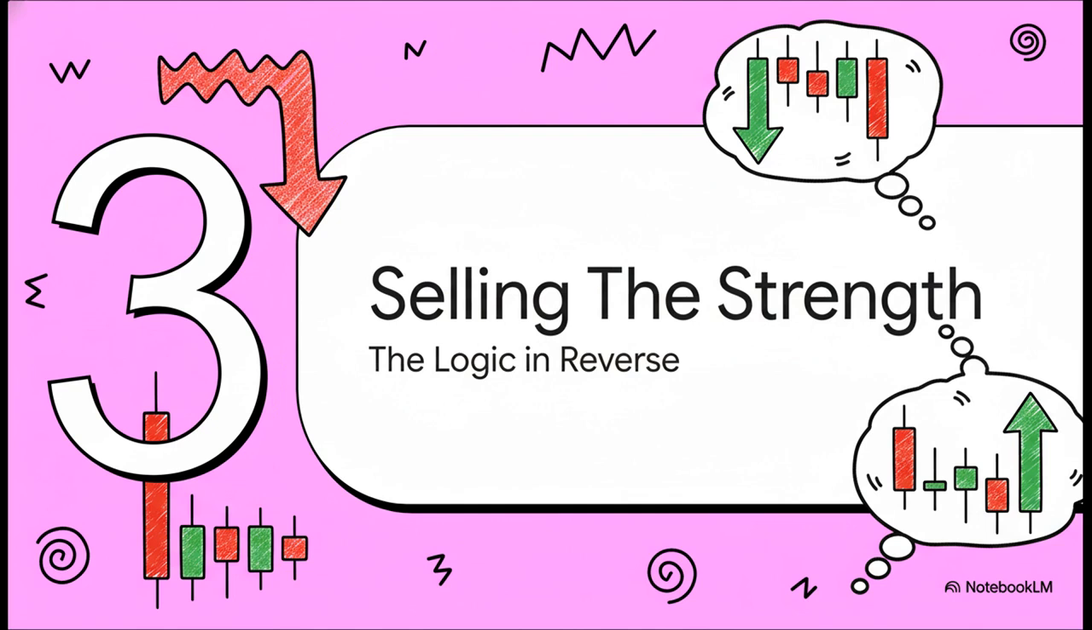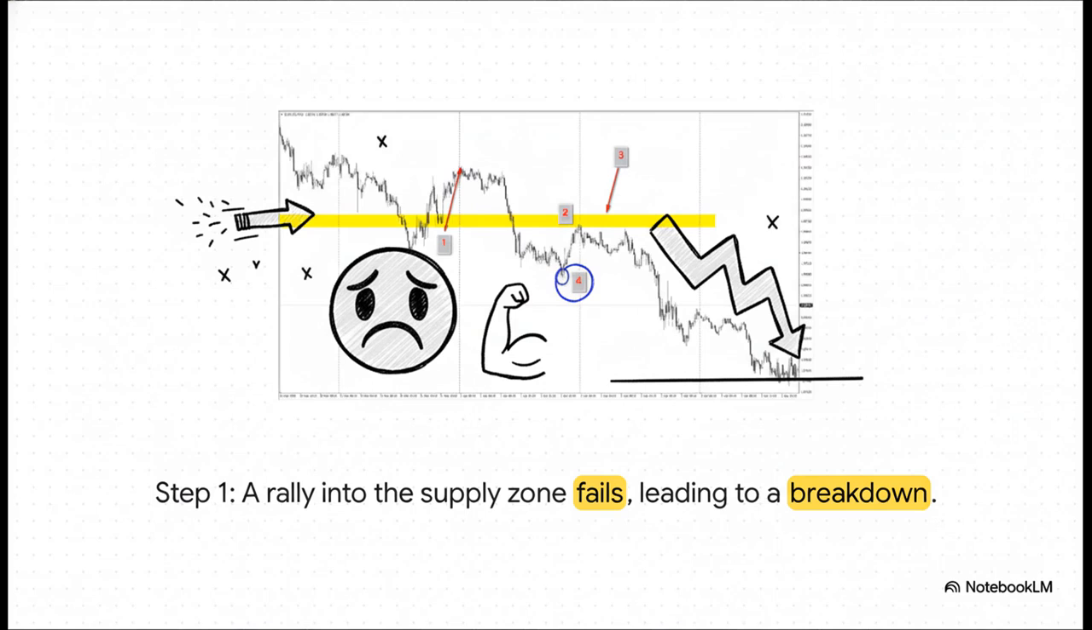Awesome. So now that we've got the buy side down, let's flip it around and look at the opposite: selling the latest strength. And as you're about to see, the logic here is a perfect mirror image of what we just went through. Here in step one, we see the price rally up into that supply area, that yellow zone. But instead of pushing through, it just runs out of steam. The sellers take over.